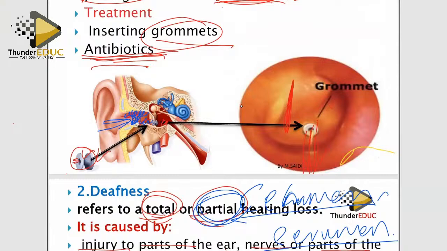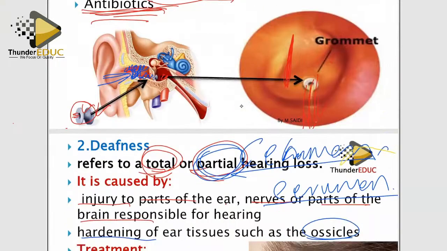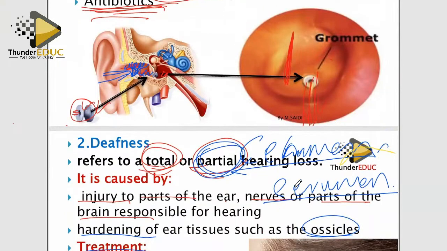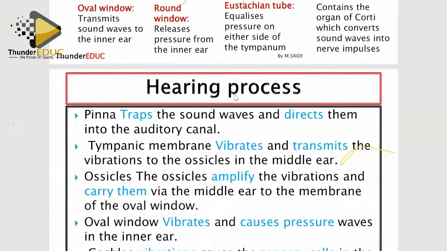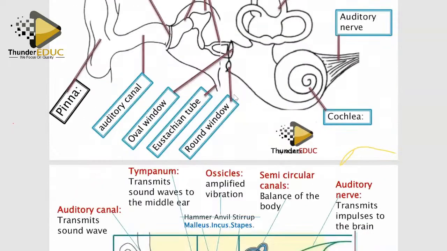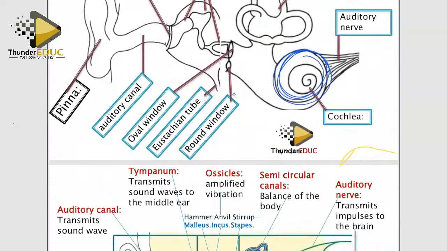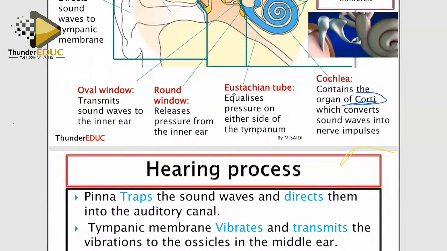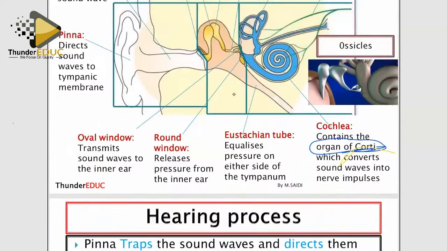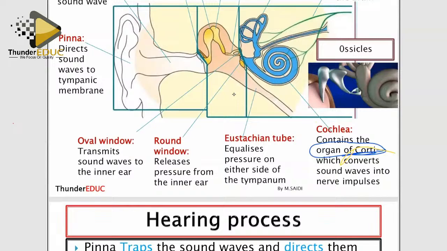Sir, can I please ask, what is the cochlea? Yes, we have been talking about the cochlea. Can you please repeat? I'm not going to repeat everything, but the cochlea is this part. This is the cochlea. That's where the organ of Corti, the sensory cells of hearing, are located. It looks like this.